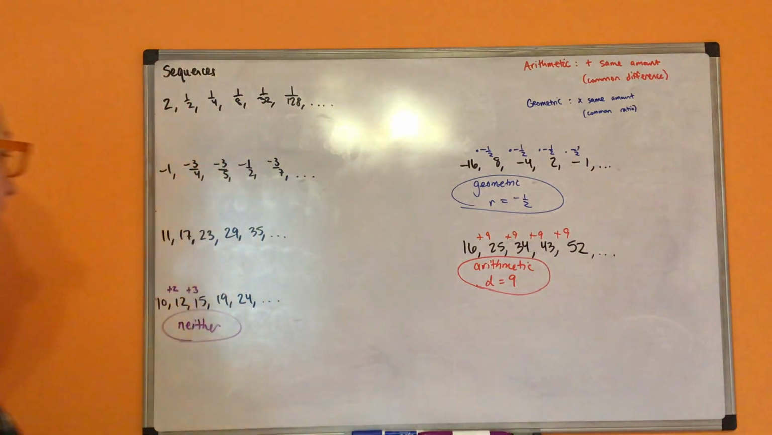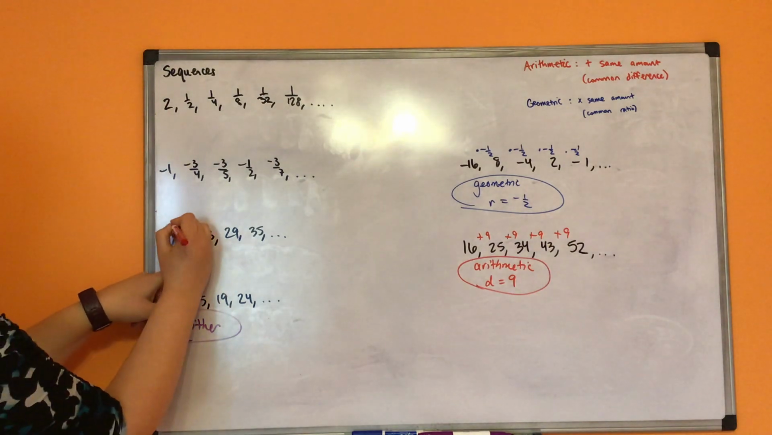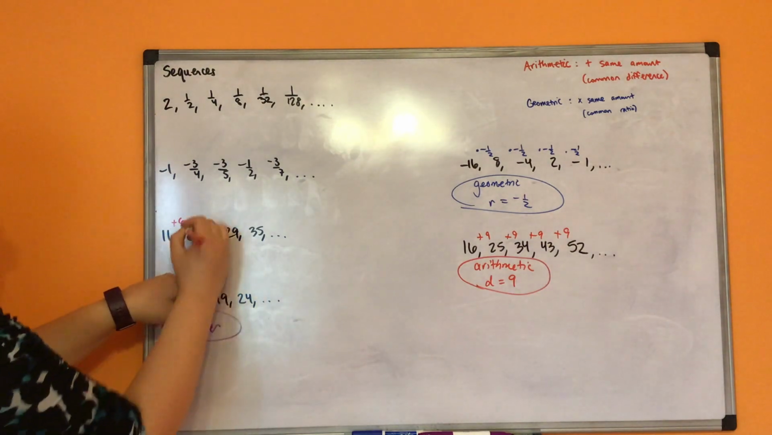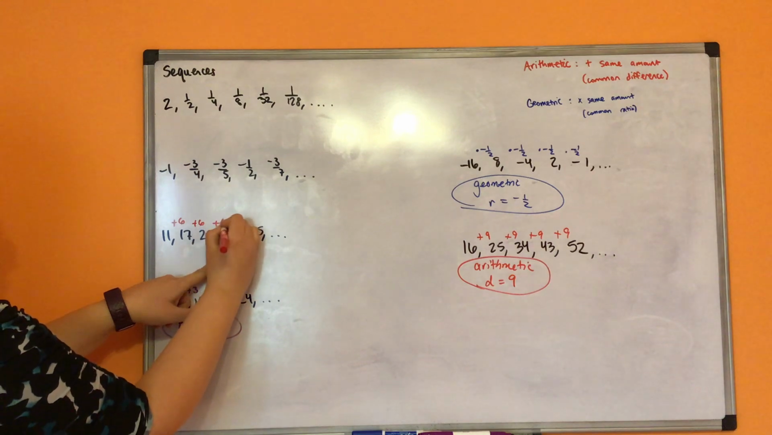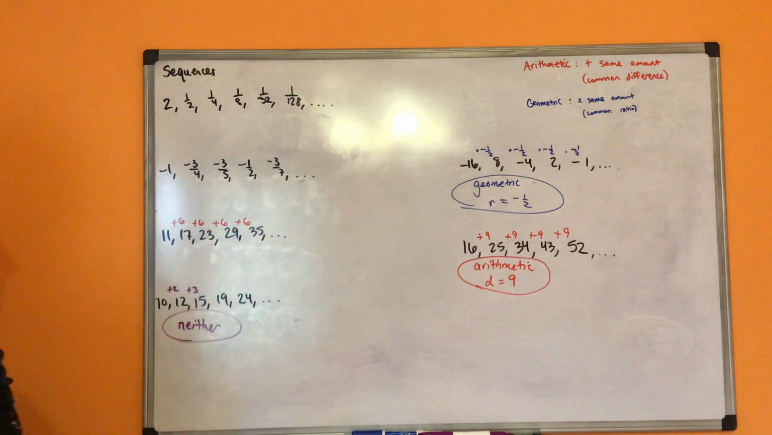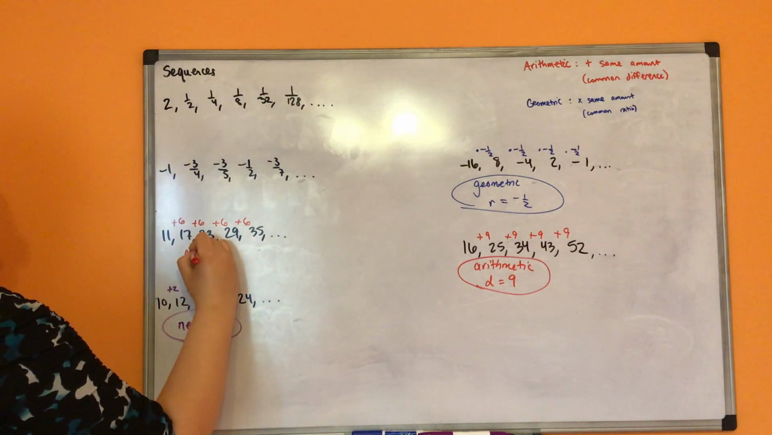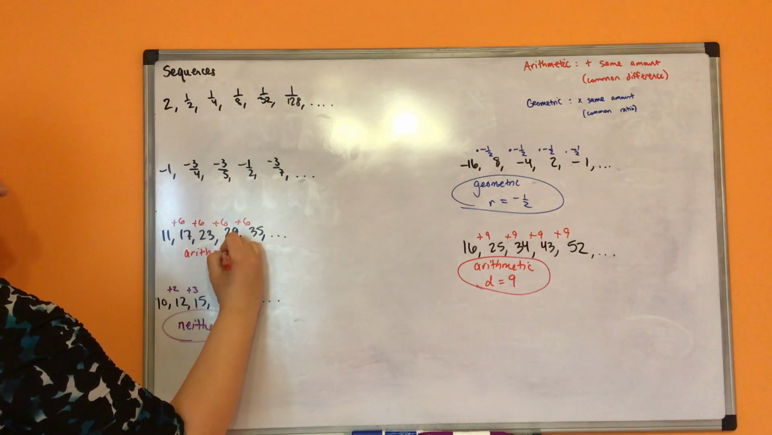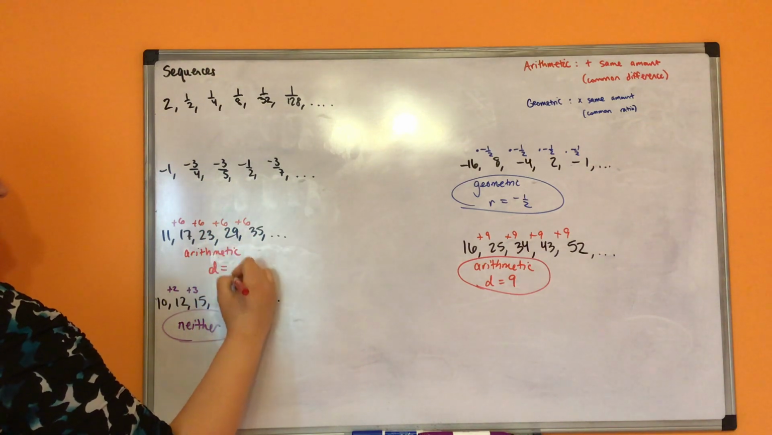Next up, to get from 11 to 17, I add 6. 17 to 23, I add 6. And we can see that that pattern continues consistently. So since I'm adding the same amount every time, this one is arithmetic. And the common difference is 6.